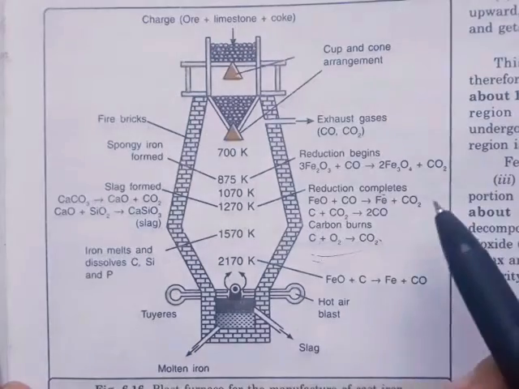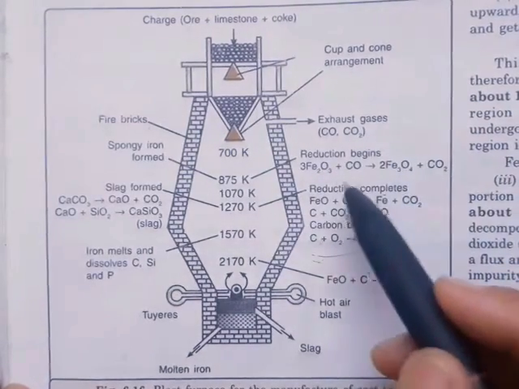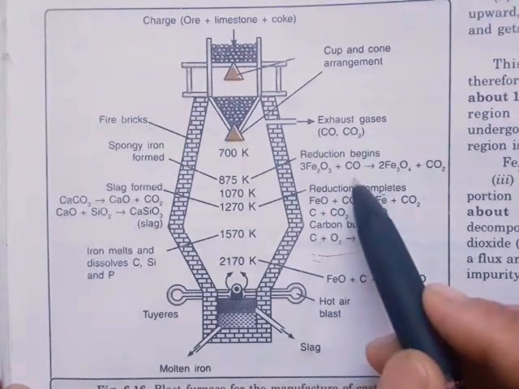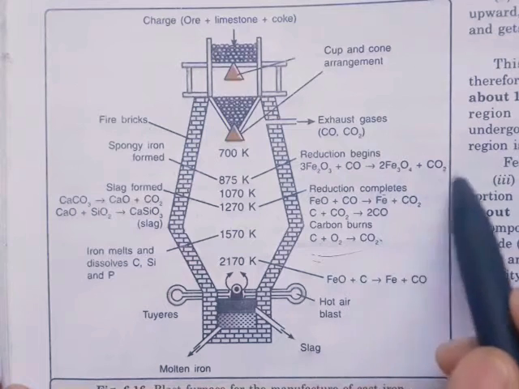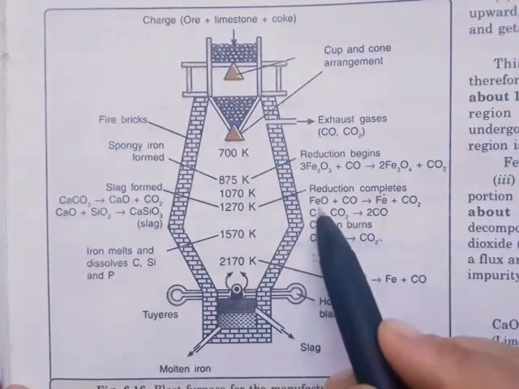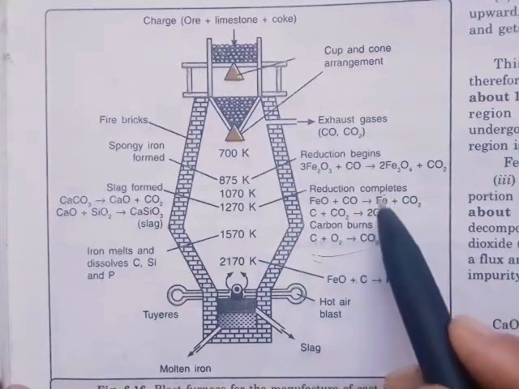Now next is the reduction zone, where the reduction begins. Different reduction reactions take place here, like ferric oxide getting reduced, using carbon monoxide, to iron and carbon dioxide.